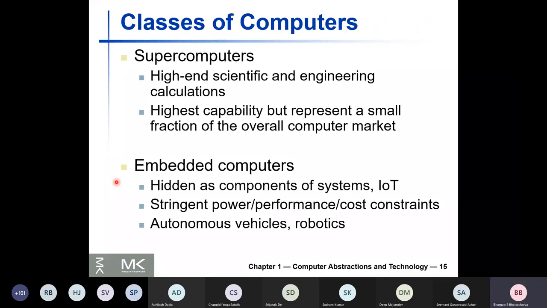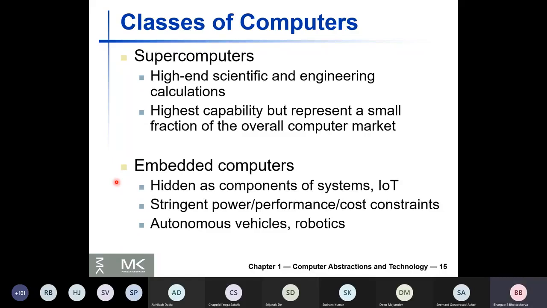Some computers are called supercomputers. So they are special purpose. They are designed to solve very high-end scientific and engineering calculations. For example, computations involving space travel, nuclear reaction or cosmology. They need a huge amount of data and a huge amount of computation. So they represent the highest capability, but of course they have a small fraction of the overall computer market.